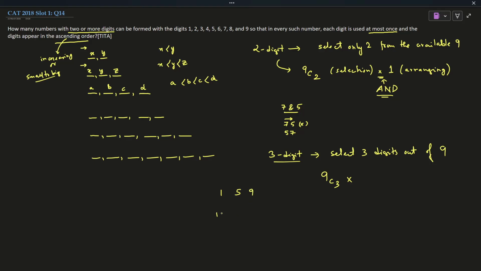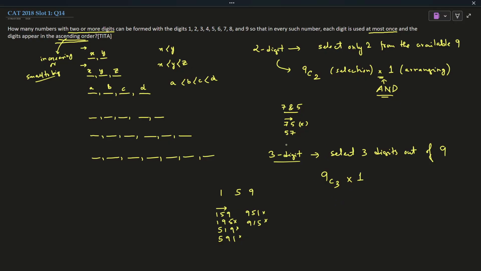Let's say you have chosen 1, 5, 9. You can create the number as 159, 195, 519, 591, 951, 915, right? You can form these numbers, but out of all of these, only one is in increasing order, 159. The rest are not in ascending order, or they are in descending order. So I have to exclude the remaining ones. That means there is only one way of arranging the numbers after selection, because we are told that the digits should be in ascending order. So this will be into 1.